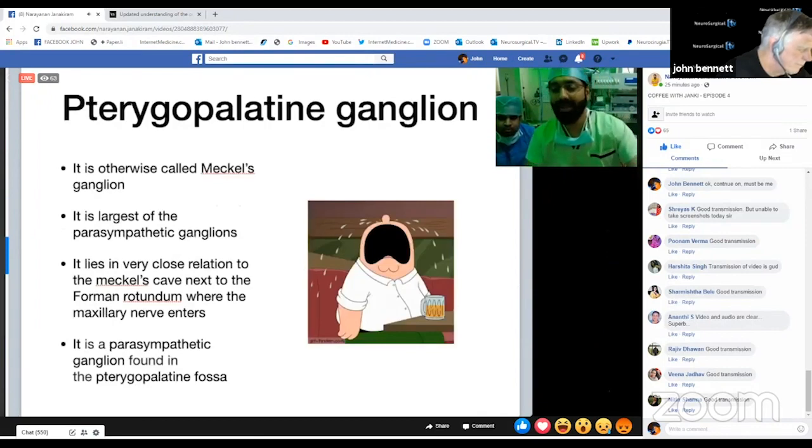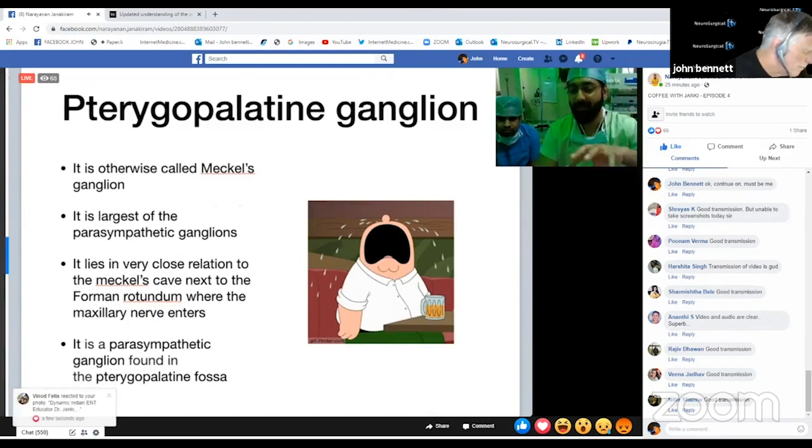Now let us go on to Meckel's ganglion. So this is another important exam question. Again and again they are asking you short notes. Please understand this and remember this. They will say Langley's ganglion, Meckel's ganglion. Meckel's ganglion is the pterygopalatine ganglion. Please, you have to remember this. It's the largest of the parasympathetic ganglions. It lies in very close relationship to the Meckel's cave, next to the foramen rotundum, where the maxillary nerve enters. It is a parasympathetic ganglion found in the pterygopalatine fossa.